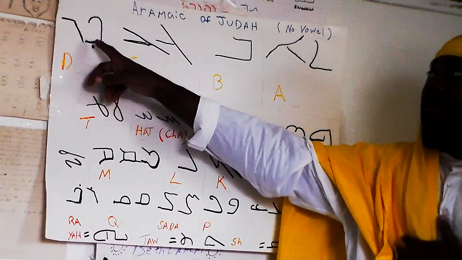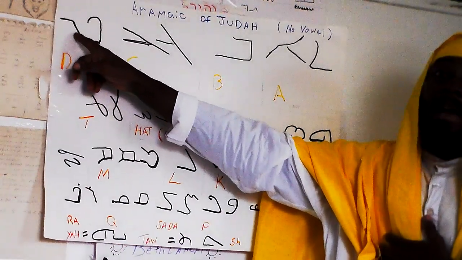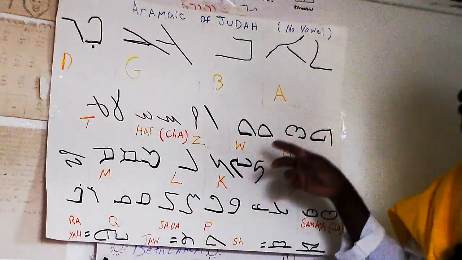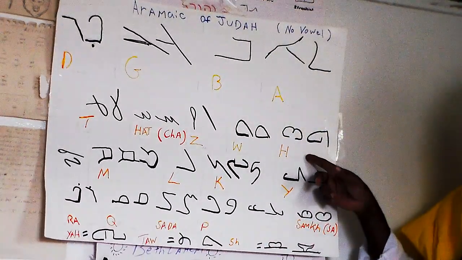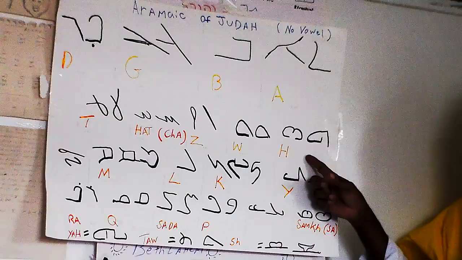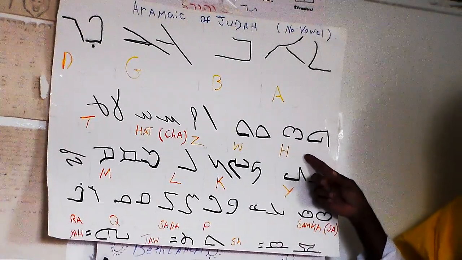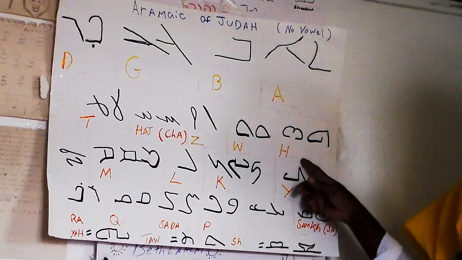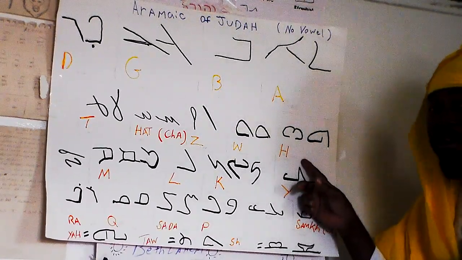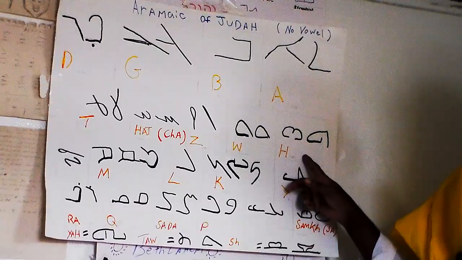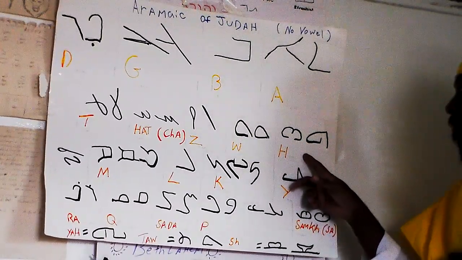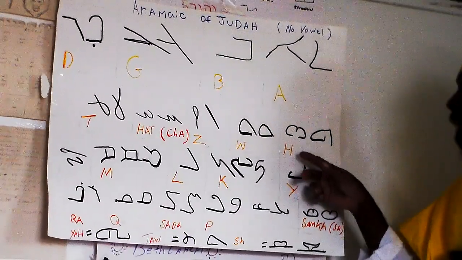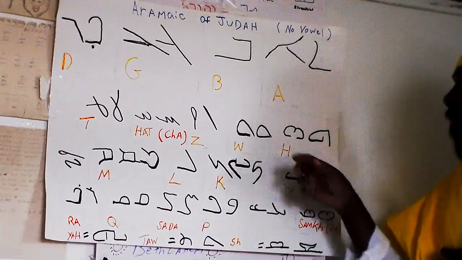This is da from the east, and da for the west. Same thing as ga. Ha. We say he, in vowels it says he. But with no vowels, ha. Ha from the east, ha for the west.